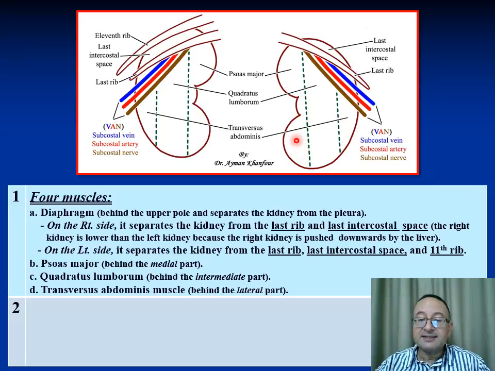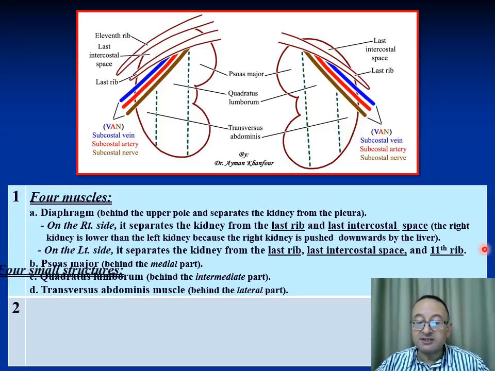In addition, the posterior surface is related to another 3 muscles. We will study them in details in the curriculum of the GIT module. But now we have to just know their names. The first one related to the back of the medial third, which is called the psoas major. Always remember that the P is silent. Psoas major. Next to it, quadratus lumborum. Quadratus lumborum. And the fourth muscle is transversus abdominis. These are the 4 muscles.